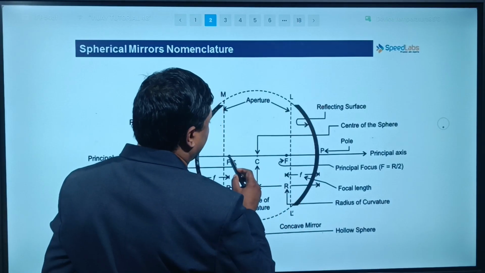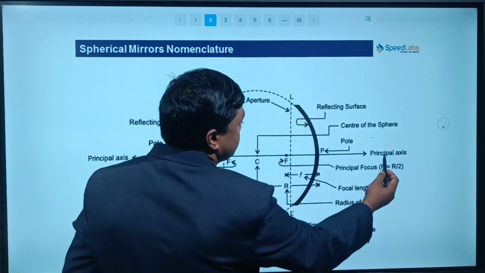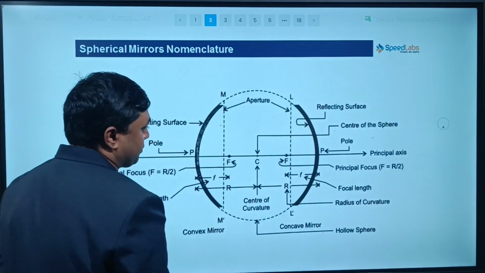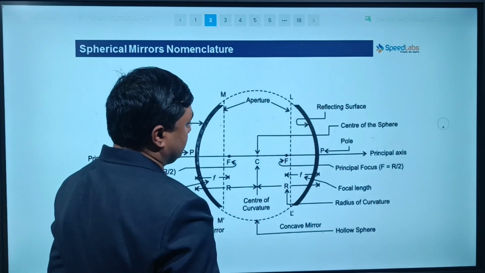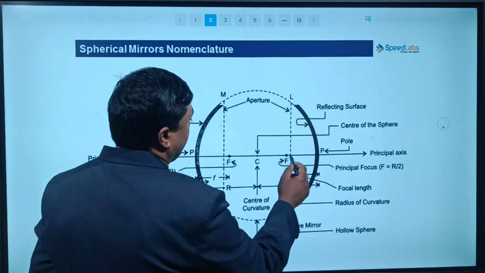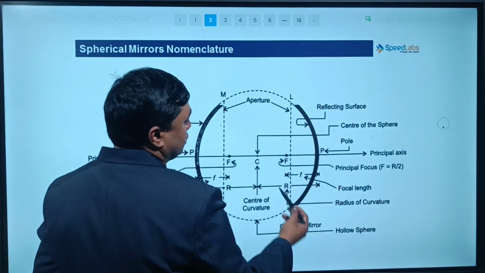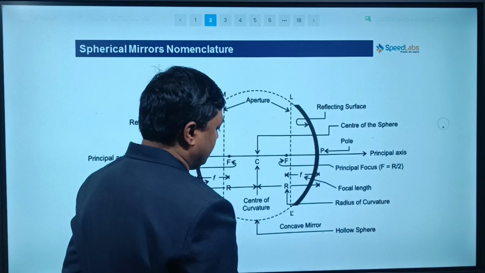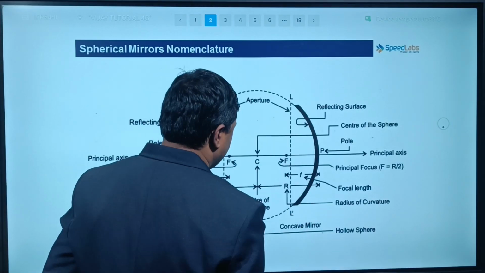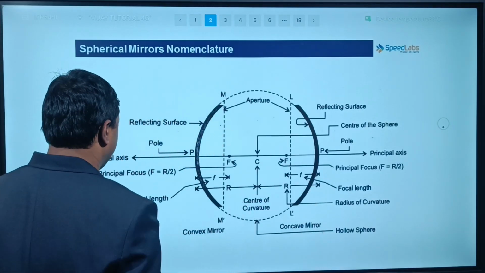The line joining the center of curvature to the pole is called the principal axis. Here we have the principal focus. The distance from P to F is called the focal length. The distance between P and C is called the radius of curvature. Yes or no? So a hollow sphere is there. This is the concave mirror. This side is the convex mirror.